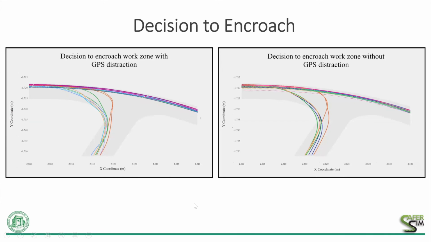Now, in terms of the decision to encroach, so what happened here is that the work zone was active in front of the exit that the driver would have to take, and the GPS was telling the driver, well, exit at this street, exit at this street. However, there was an active work zone, and it was very well marked, so they should have continued. But they didn't. Some of them didn't do it.